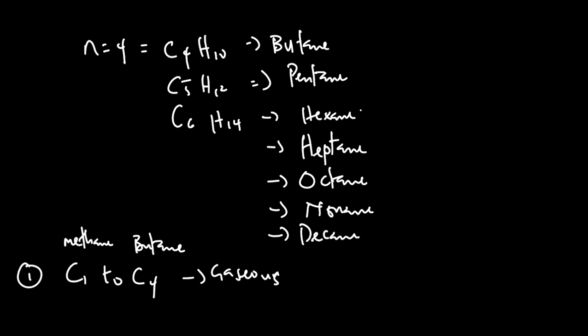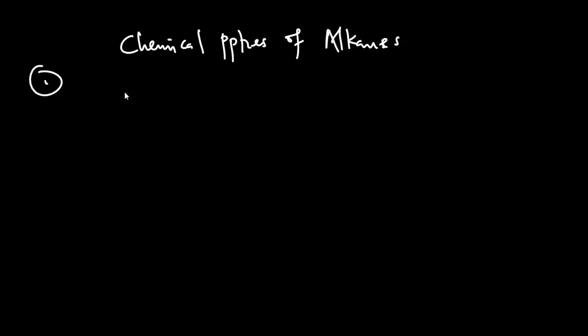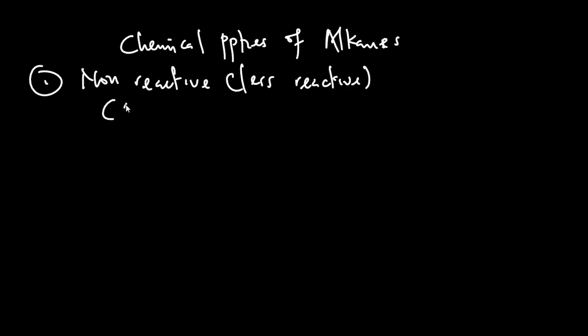Now, what are the chemical properties of alkanes? The first one is that they are non-reactive, or less reactive. Let's just put less reactive in this case. It means that they do not undergo addition reactions. And why is this so? It's because they are saturated. There's no need for extra atoms inside them at all.